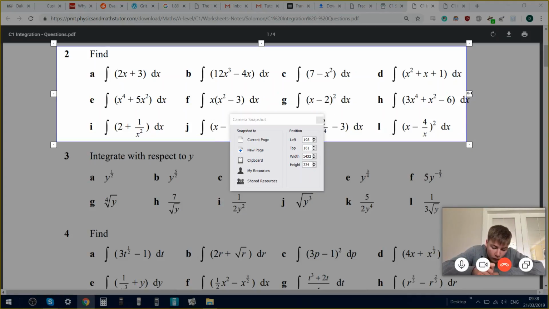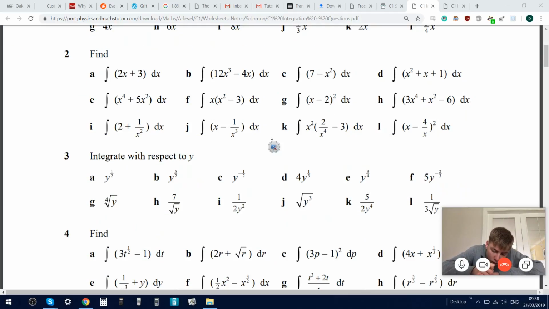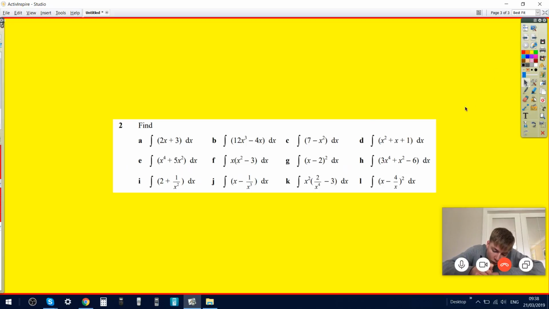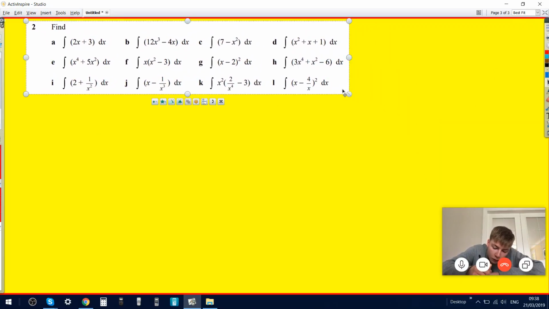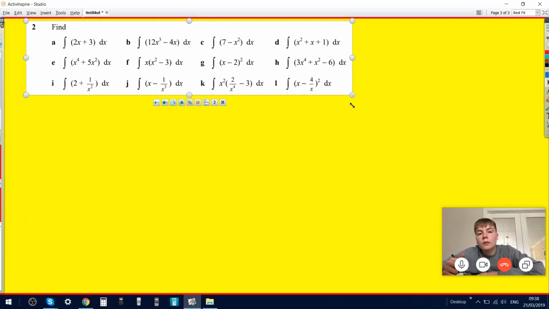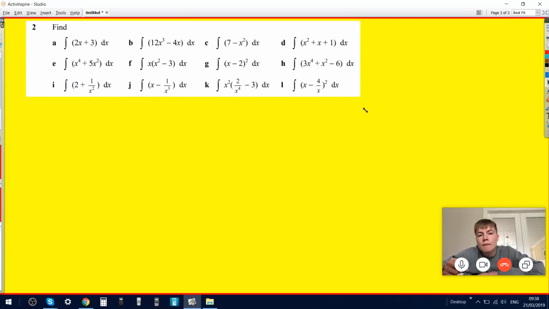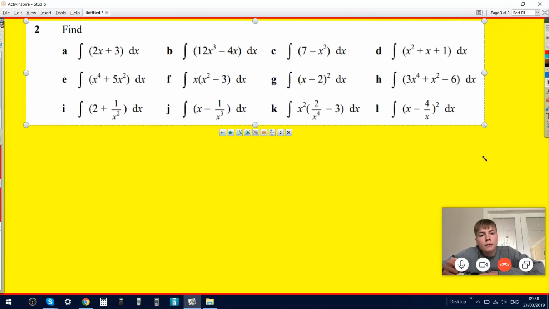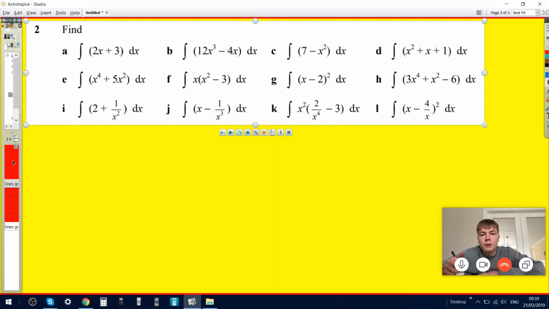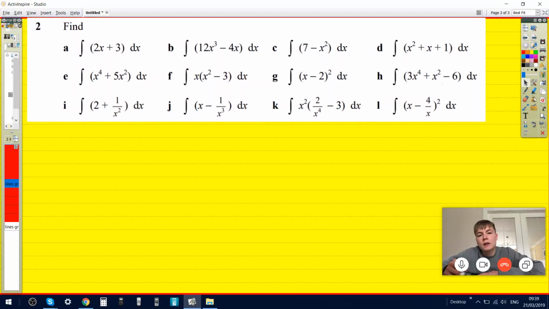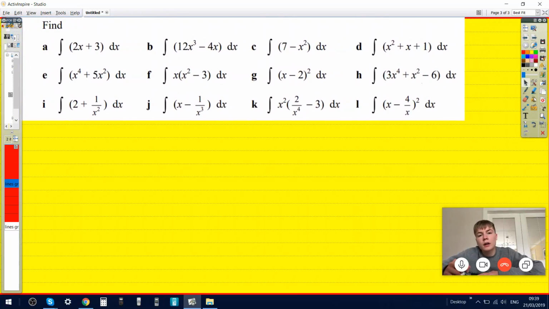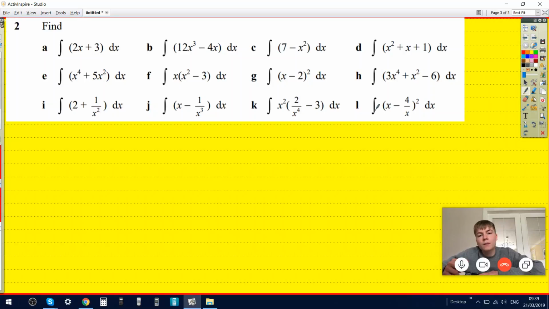Okay. Any idea about the first one? How you do it if there's two terms? You just integrate them both separately. Yeah. So what would it be? X squared plus 3x. How about question D?